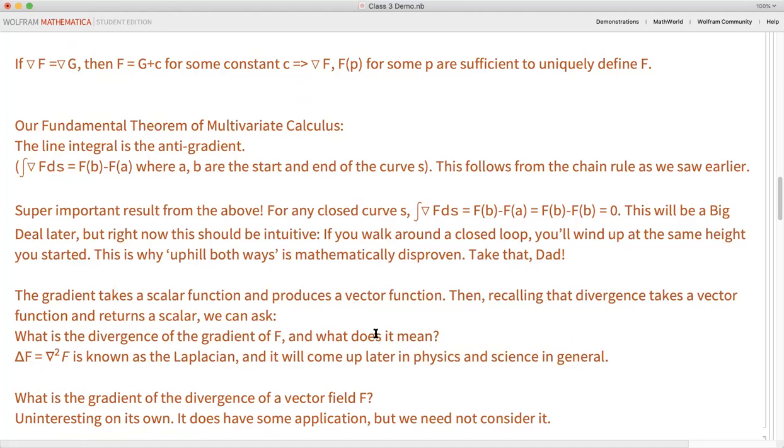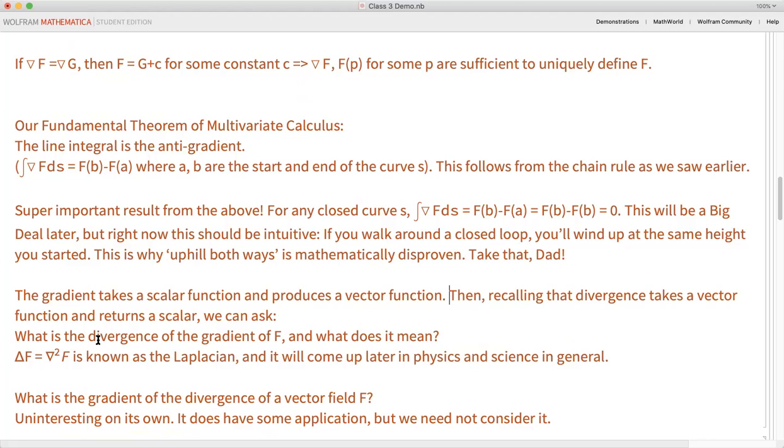So the gradient, as I said, takes a scalar function and produces a vector function. You might remember from last time that a divergence takes a vector function and returns a scalar function. So that should give rise to an interesting question. Two of them, actually. What does it mean to be the gradient of a divergence? And what does it mean to be a divergence of a gradient? The divergence of the gradient of a function is called the Laplacian of the function. And it's beautiful. The Laplacian, you're going to use it a lot.